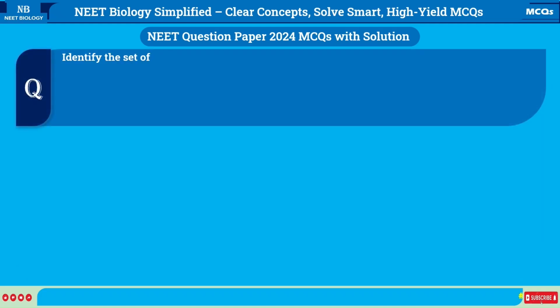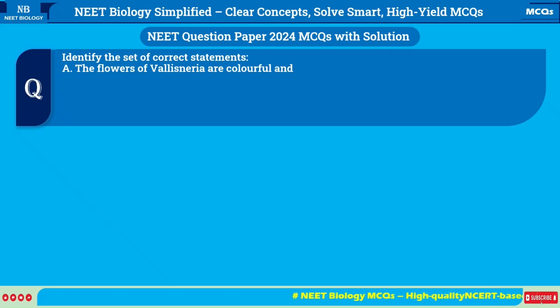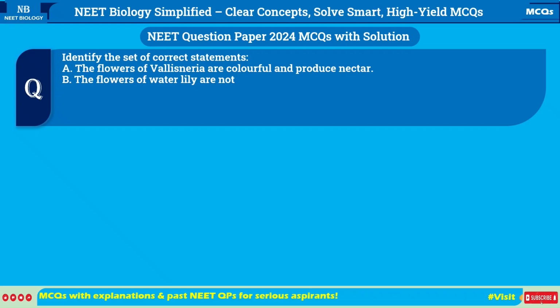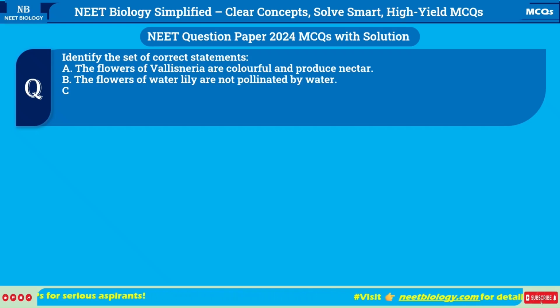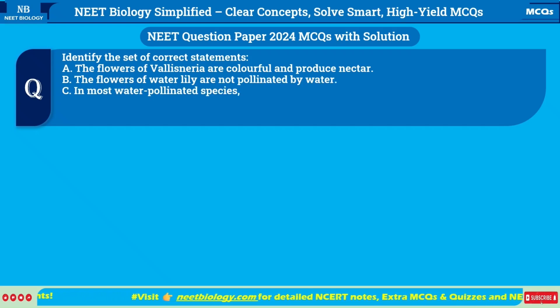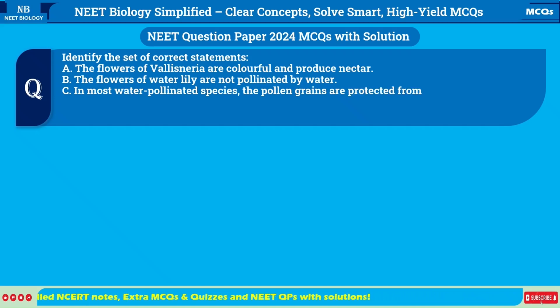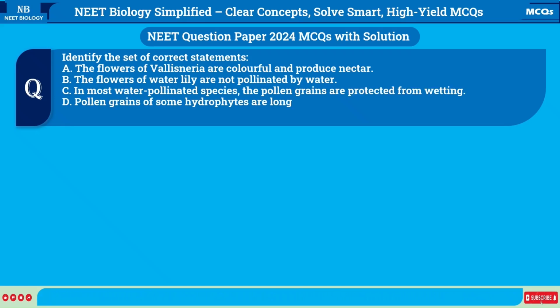Identify the set of correct statements. A. The flowers of Vallisneria are colorful and produce nectar. B. The flowers of water lily are not pollinated by water. C. In most water-pollinated species, the pollen grains are protected from wetting. D. Pollen grains of some hydrophytes are long and ribbon-like. E. In some hydrophytes, the pollen grains are carried passively inside water.